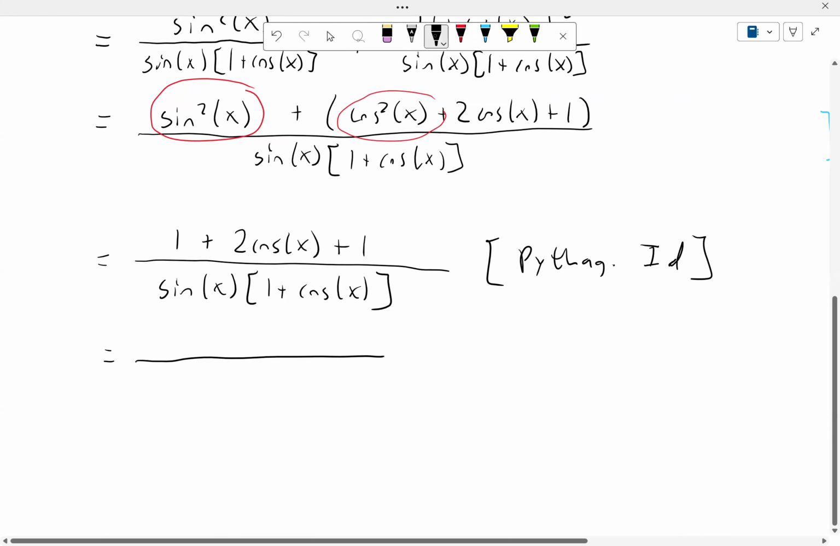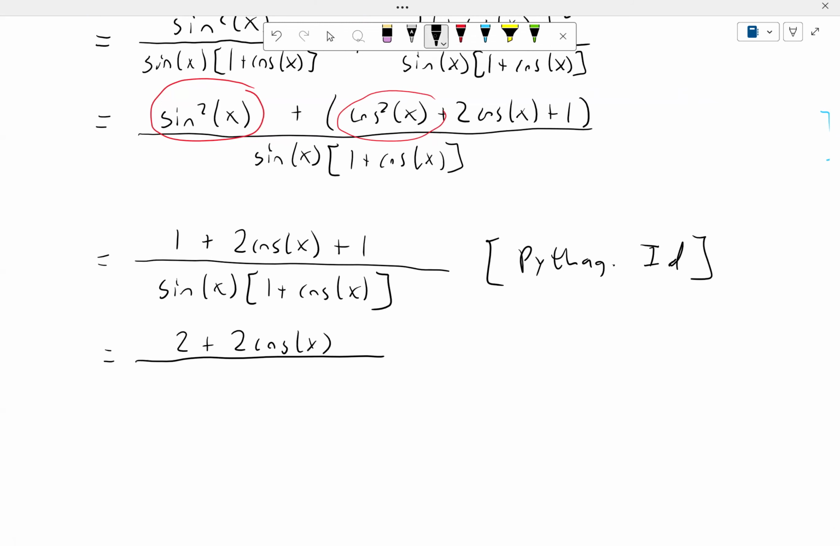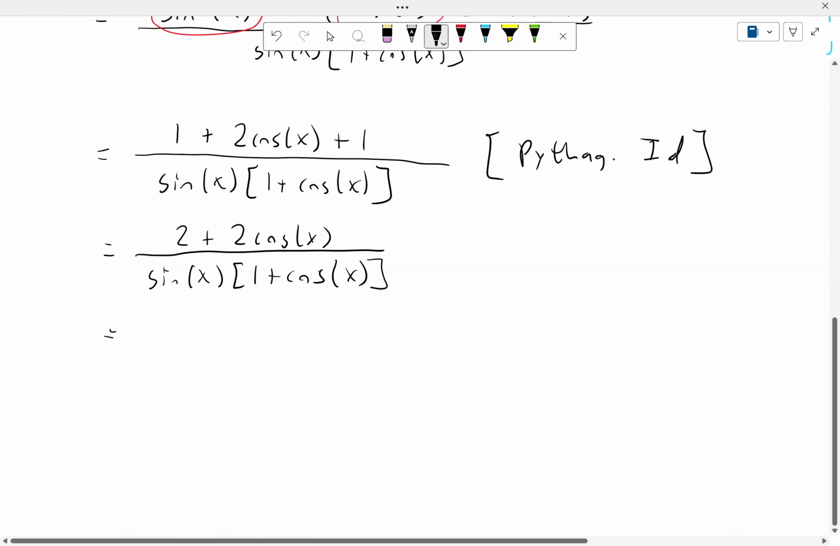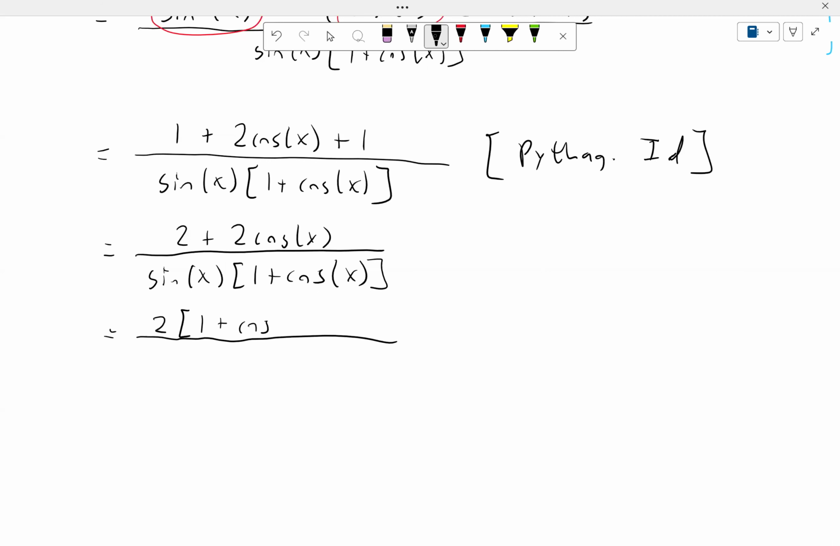Now, we do a little bit more algebra cleaning this up. So I have a 1 plus 1, which is, of course, 2 plus 2 cosine of x, all divided by sine of x times 1 plus cosine of x. Okay. Now I'm going to factor the numerator. The denominator is already factored. If I factor the numerator, I can actually pull a 2 out of both those terms. I'm left with a 1 plus cosine of x. Downstairs, I still have my sine of x times 1 plus cosine of x. And now I see I have a common factor in the numerator and the denominator. That's going to cancel off. And so this is really just 2 divided by sine of x here.